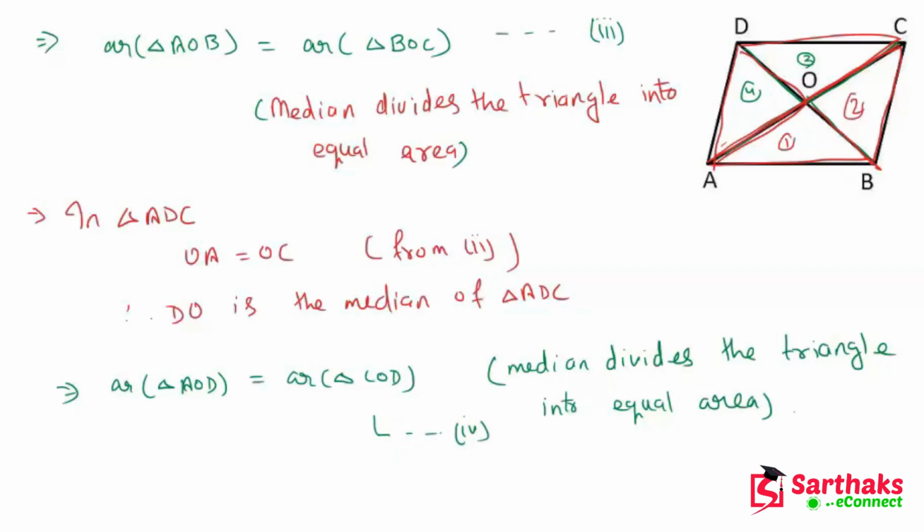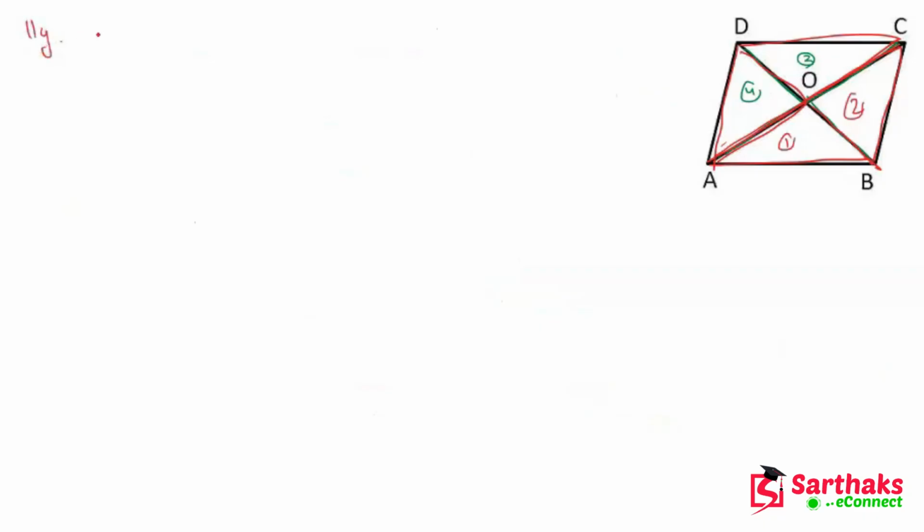Okay, now similarly in triangle ABD. In this case we are taking the triangle like this. We are taking this triangle ABD, and our main target is to prove the area of triangle AOB is equal to the area of triangle AOD. We have to prove this.